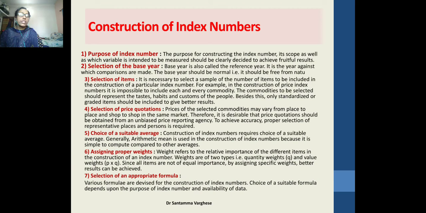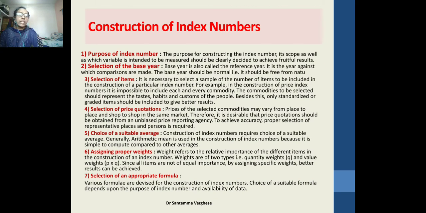Now next it is choice of suitable average. Now we have to calculate. So average is a must. Simple arithmetic mean we have taken. While calculating, there are many other methods, but we are taking only arithmetic mean. Why? Because it is simple and it is easily understood by many of the persons. So it is very easily calculated also.